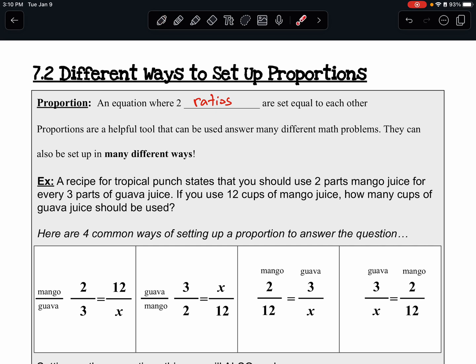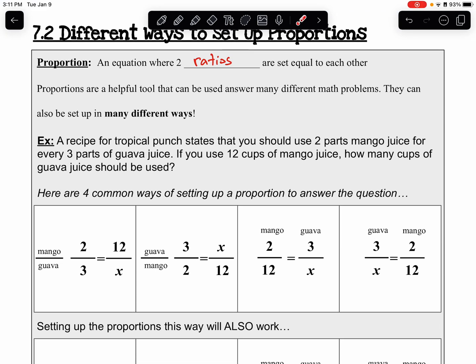Now, proportions are a helpful tool that can be used to answer many different math problems. They can also be set up in many different ways. So you probably already know how to set up a proportion, but we are going to show you that there are lots of different ways to set up proportions. Different people will prefer different methods, and we just want to show you that there's more than one way to do it, and you can pick whichever method works best for you.